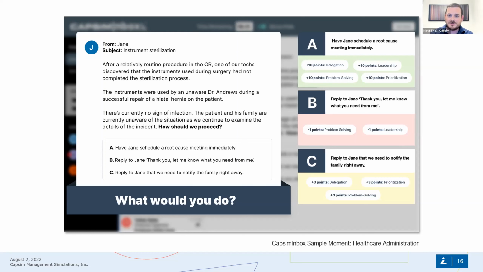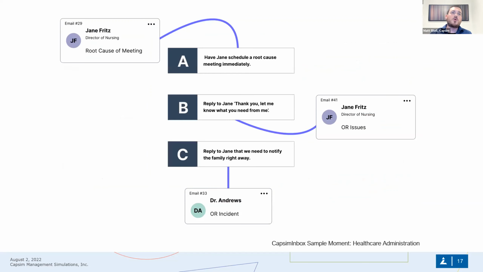There's varying degrees of effectiveness in our decisions, and Inbox has the ability to mirror that in this style of assessment. But let's go one level deeper to show you what's going on behind the scenes. There is one more real world point to emphasize here: how you respond to situations in inbox simulations can have cascading or branching effects. Again, you're seeing the consequences of your actions in real time, positive or negative.